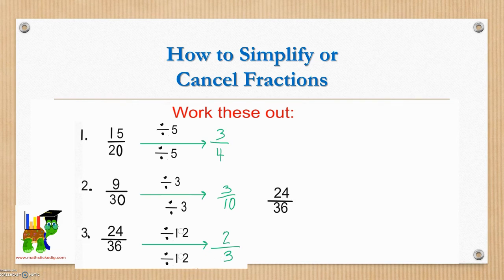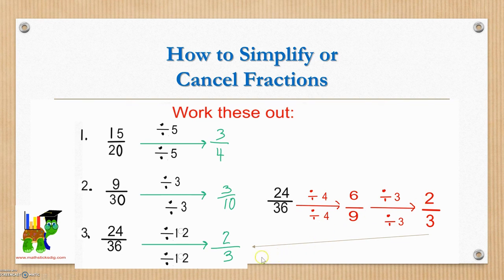There's another way of doing that. If you don't know what the highest common factor is, which goes into both 24 and 36, you can do it with smaller factors. You can try 4. 4 goes into 24 6 times, and it also goes into 36 9 times. But I don't think this is simplified. 6 and 9, obviously, you can still divide by a common factor. In this case, you have 3. So 6 divided by 3 gives you 2, and 9 divided by 3 gives you 3. And that's 2/3. And as you can see, it's the same as the first way we did it.